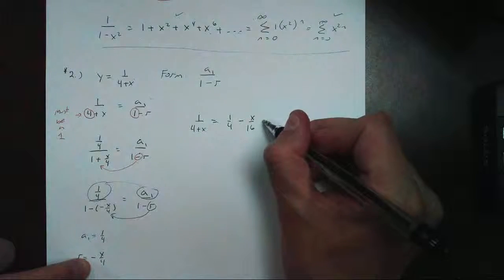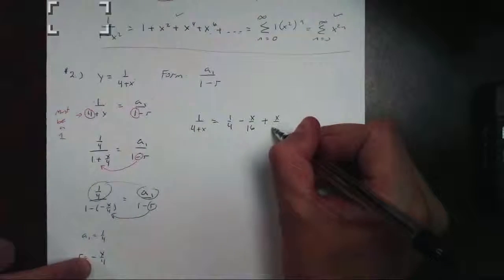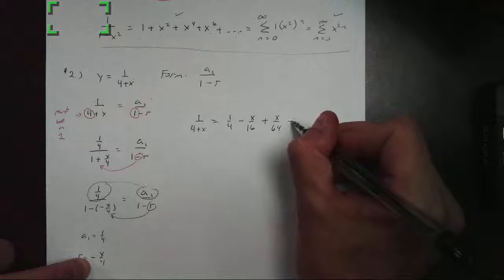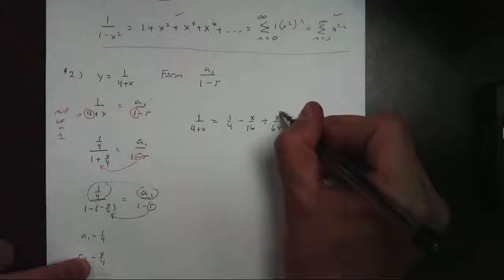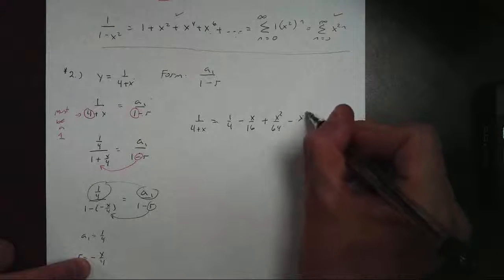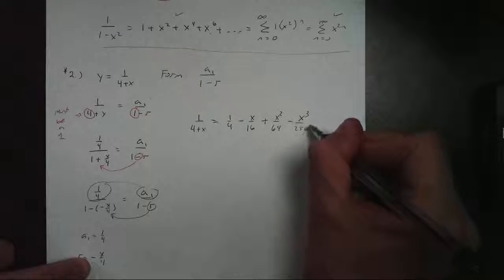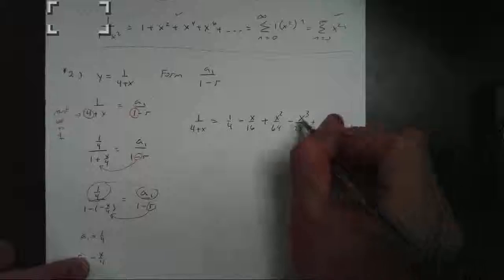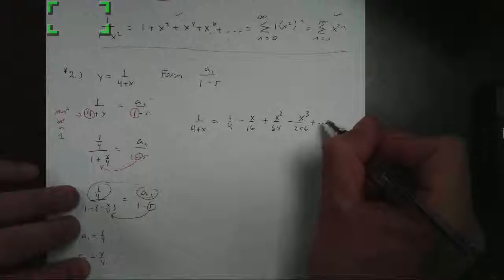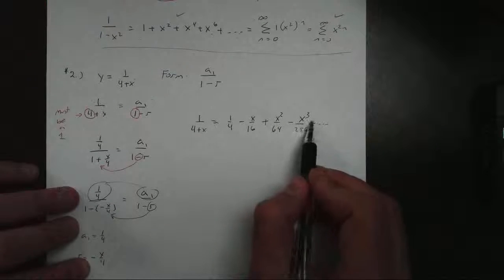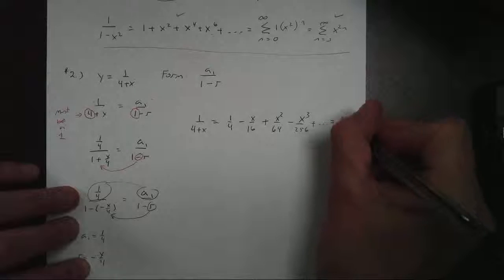Multiply that by negative x over 4, so plus x squared over 64, minus, again, x cubed over 256. And then plus, now to get it to be a series, dot, dot, dot. That's why I want that equal sign. It goes on forever. And that's going to equal my actual series itself.